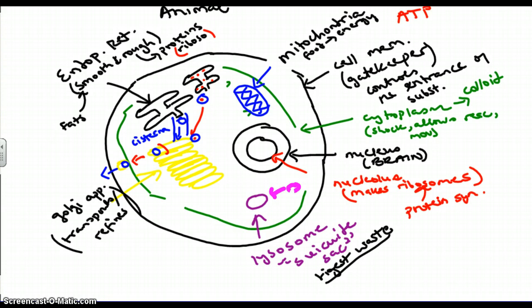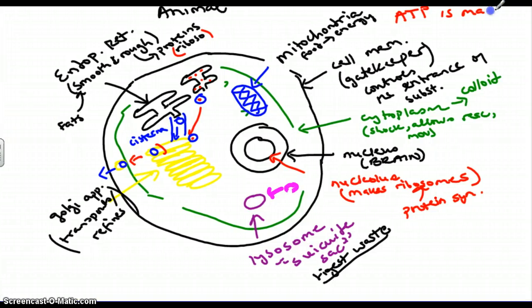So mitochondria is the site of cellular respiration. Cellular respiration is what converts food into usable energy. So ATP is made through cellular respiration.